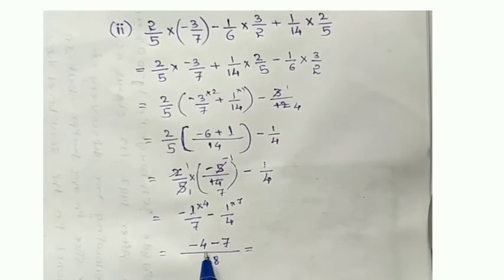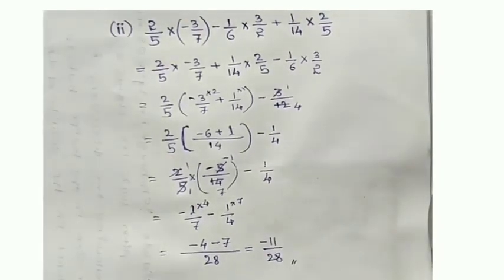So our answer will be minus 4 minus 7. What will we get here? We will get minus 11 divided by 28. This is our answer.